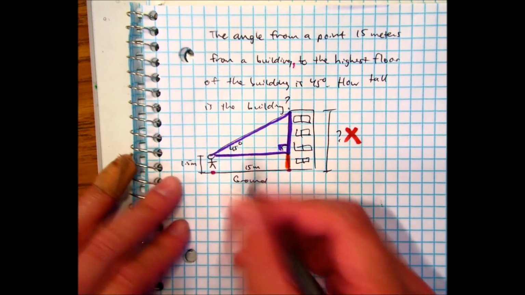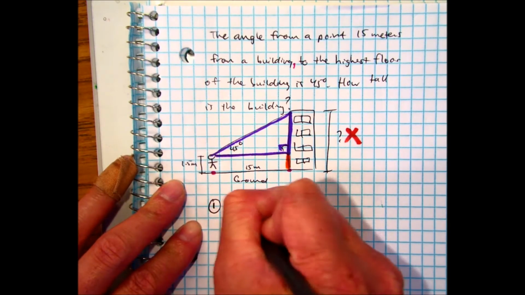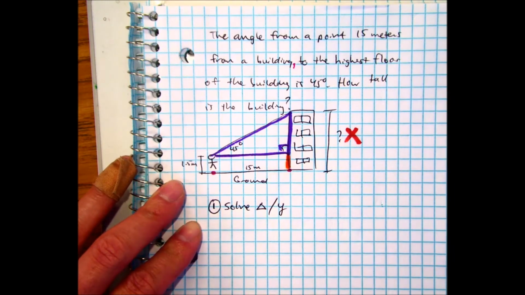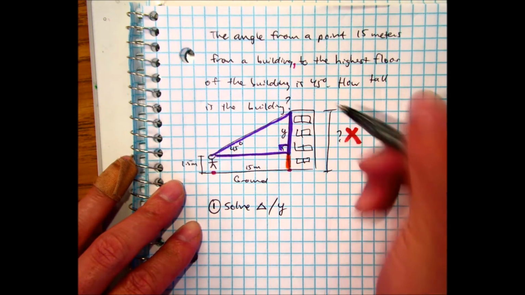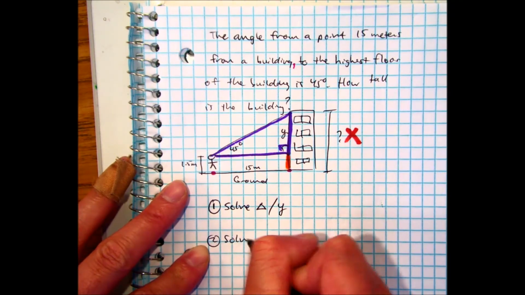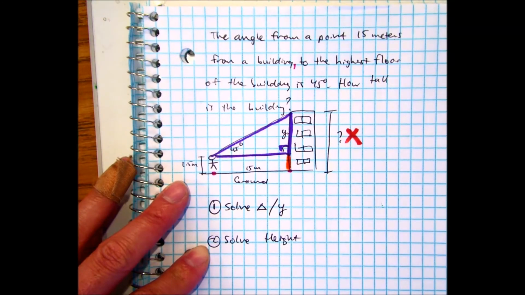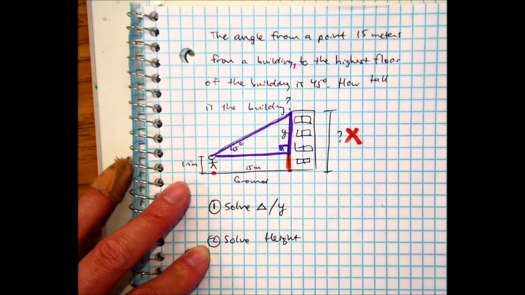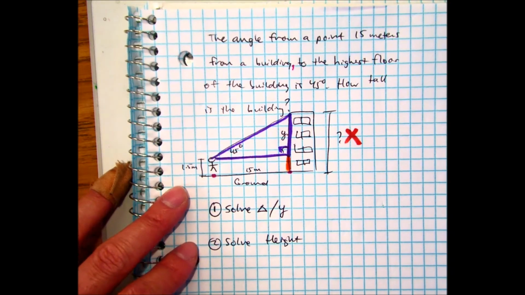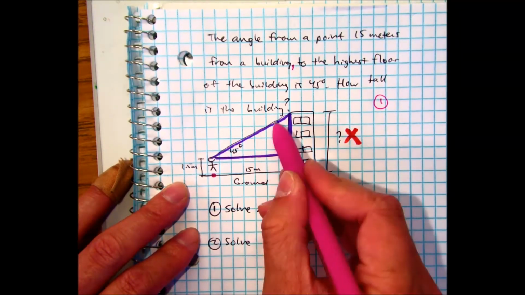So the first thing I'm going to do is solve this triangle, and I'll call it y. I'm going to solve for y here in the triangle, and then with y I can use that to solve for the height. If you need to on more difficult problems, you can take apart the triangle and do it in parts. That's okay. Sometimes I do that. Alright, number one. Let's solve for this triangle here.